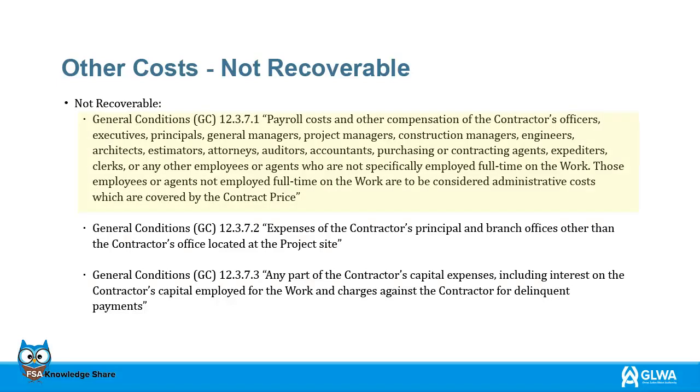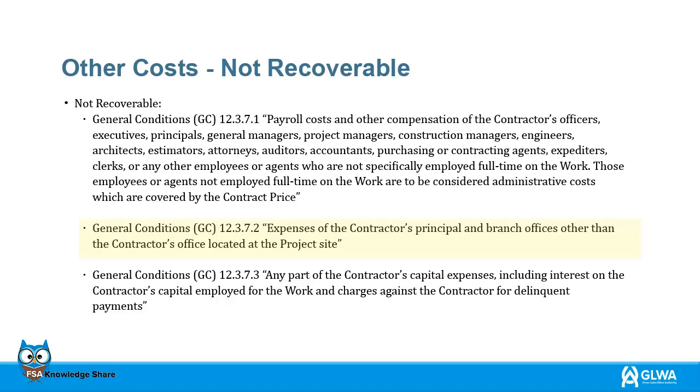General Conditions 12.3.7.1 Payroll costs and other compensation of the contractor's officers, executives, principals, general managers, project managers, construction managers, engineers, architects, estimators, attorneys, auditors, accountants, purchasing or contracting agents, expediters, clerks, or any other employees or agents who are not specifically employed full-time on the work. Those employees or agents not employed full-time on the work are to be considered administrative costs which are covered by the contract price.